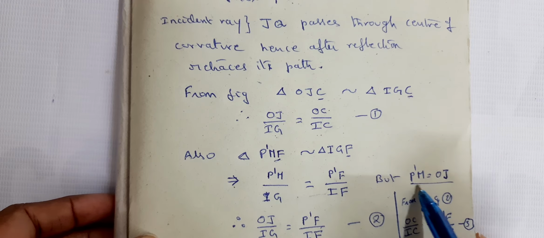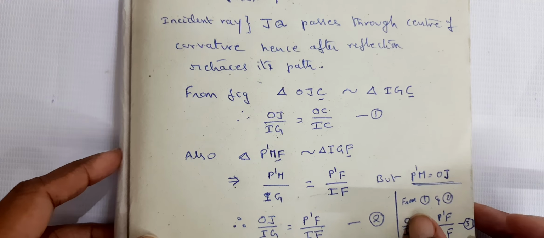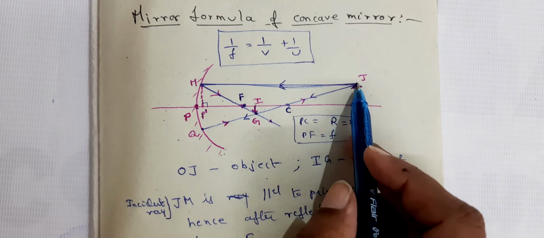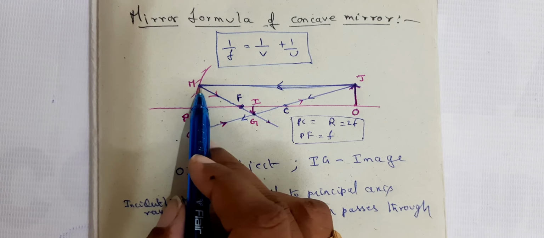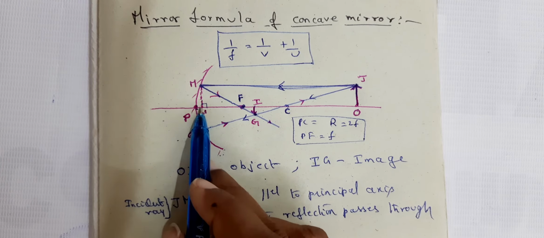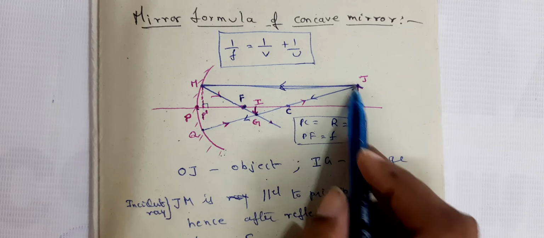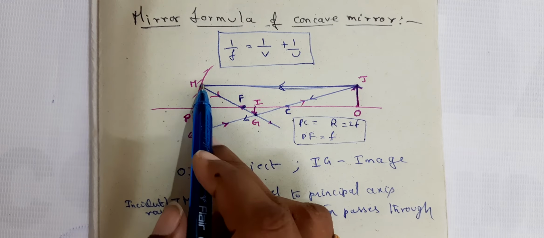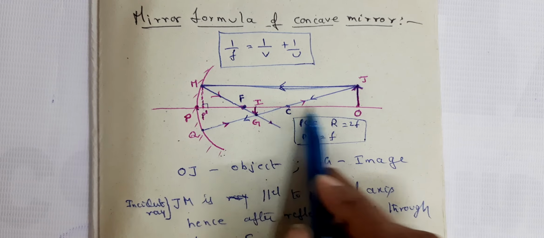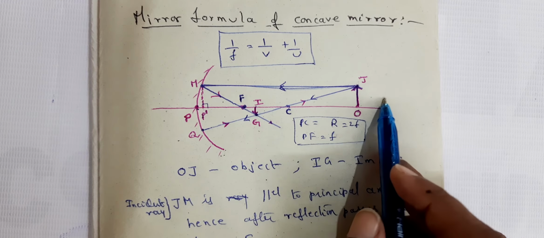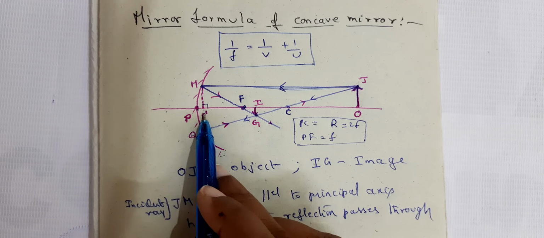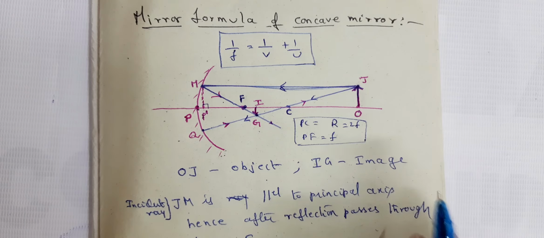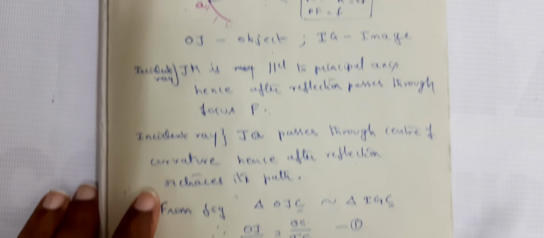Now P dash M is equal to OJ, we are writing it here. Why are we writing this? Look at the diagram here. This is OJ. Now we are drawing a line parallel to the principal axis. That means this will become a rectangle, isn't it? So P dash M is equal to OJ. That means the height of this particular triangle is equal to the height of this triangle, which is the size of the object. So in place of P dash M in the second set of similar triangles, you can substitute OJ. Clear? Now let's go back to the derivation here.